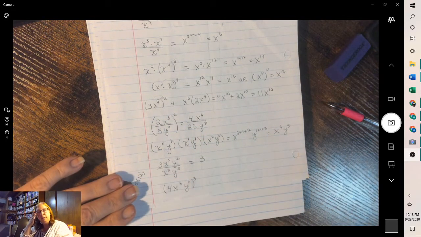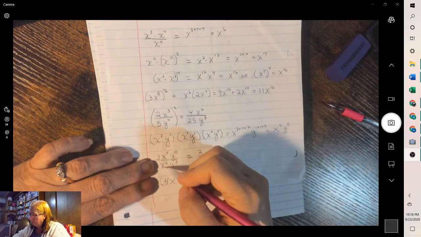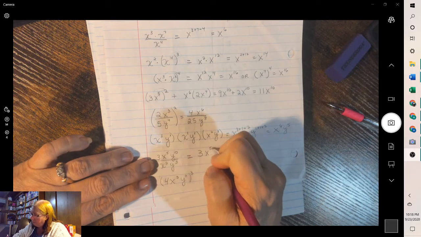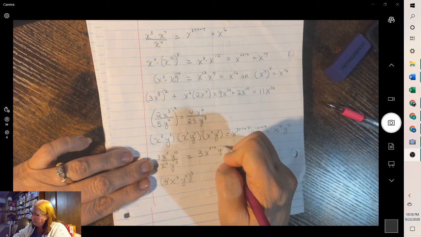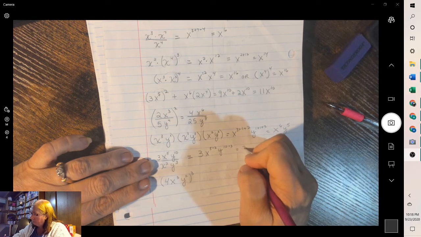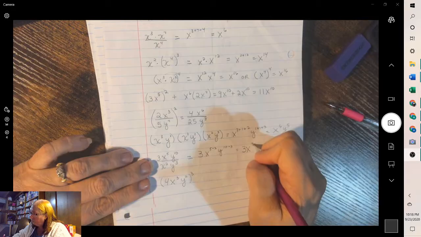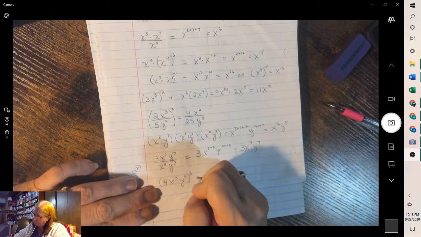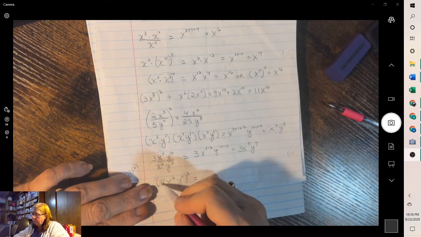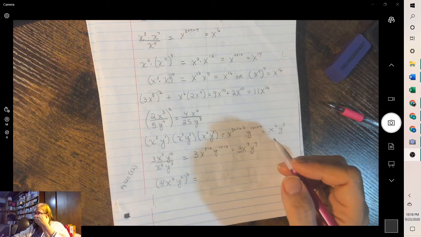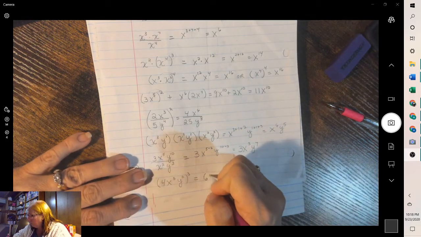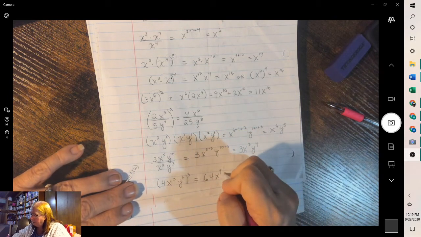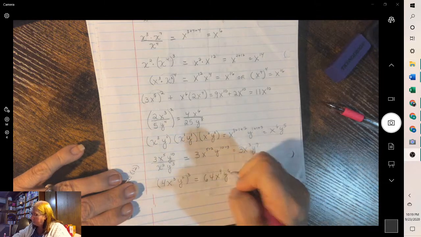On this one, we have nothing to combine the 3 with. Combining these, we're dividing, so we subtract the exponent. So we have 5 minus 2, y to the 10 minus 3. So it's 3x cubed, y to the 7th. 4 cubed, 4 and 4 is 16, times 4 is 64. X, exponent to an exponent we multiply, so x to the 9th, y to the 2 times 3 is 6.